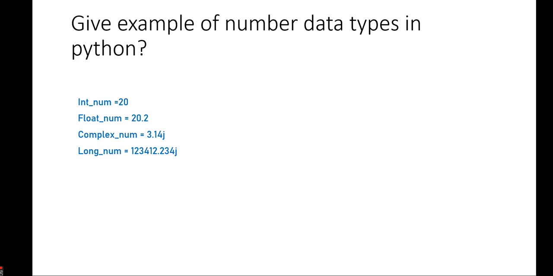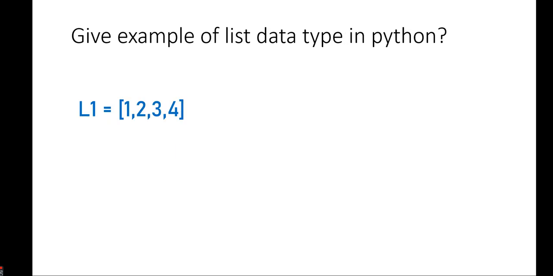Give an example of number data types in Python. Number data types could be int, float, complex, long. We all know that int is like 1, 2, 3, 4. Float is like 10.2, 10.3, 10.4. A complex number is like anything with a float and some alphanumeric part, and a long number is 1, 2, 3, 4, 1, 2. Anything could be the long number.